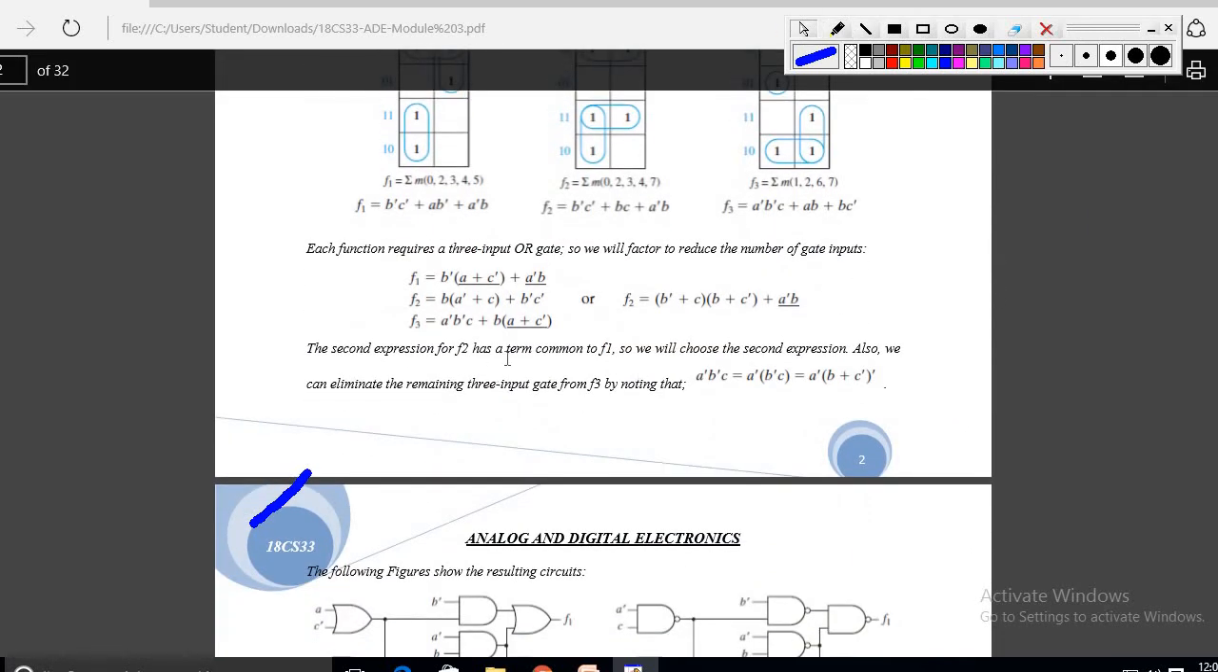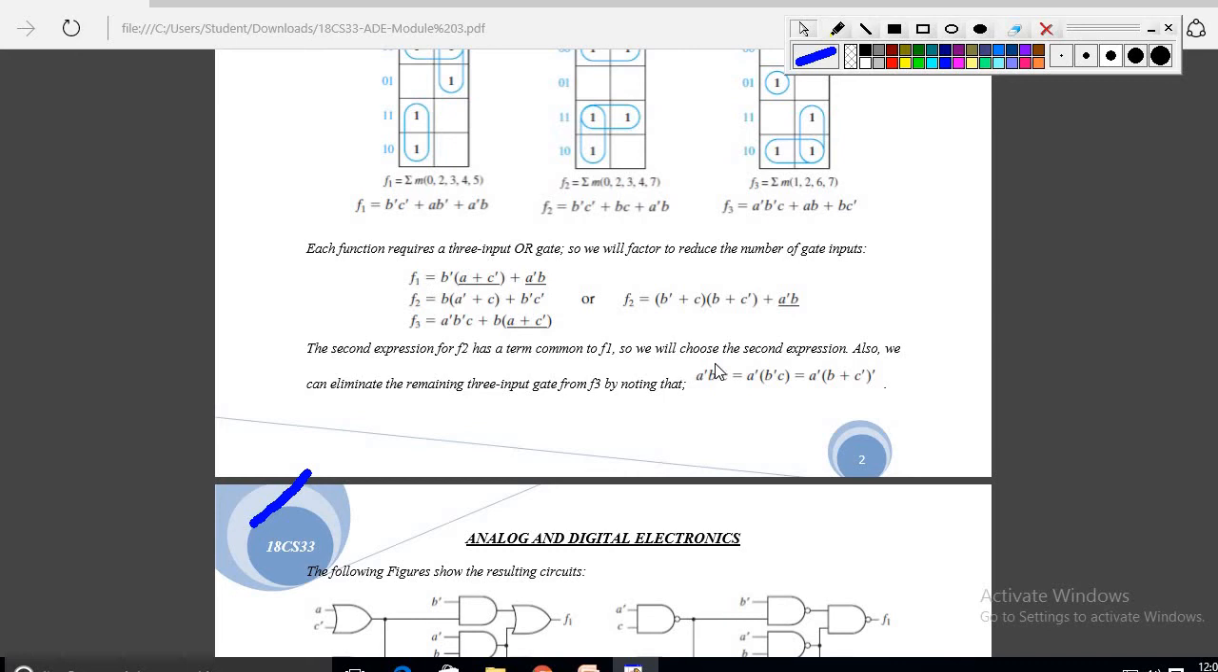See here, the second expression for f2 has a term common to f1. So see this expression f2 and f1, so we will choose the second expression also. We can eliminate the remaining 3 input gate from f3 by noting that. So see here, the main intention is to reduce the 3 input gates as much as possible. We have to reduce the maximum number of input gates. Here a 3 input gate is there, so I don't want this 3 input gate.